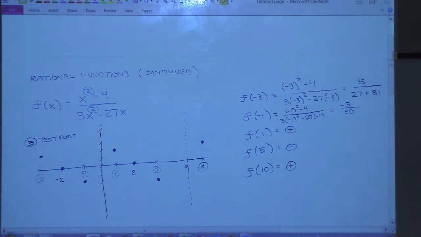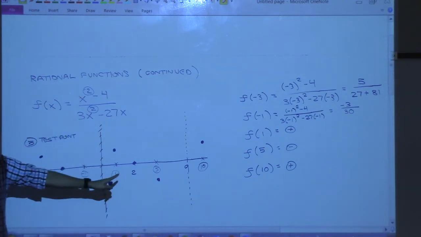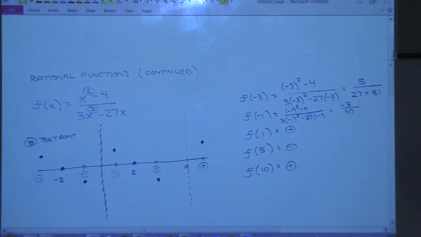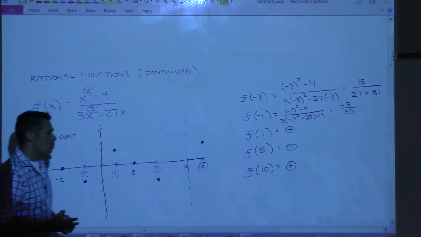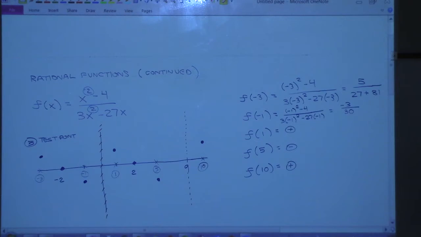Now, we're missing one thing. If you look back on our work, we had x-intercepts, and those are on this graph. We had vertical asymptotes. Those are on this graph. We've got our test points. What are we missing? The horizontal asymptote. Now, what was the horizontal asymptote? It was 1/3, right? 1/3?